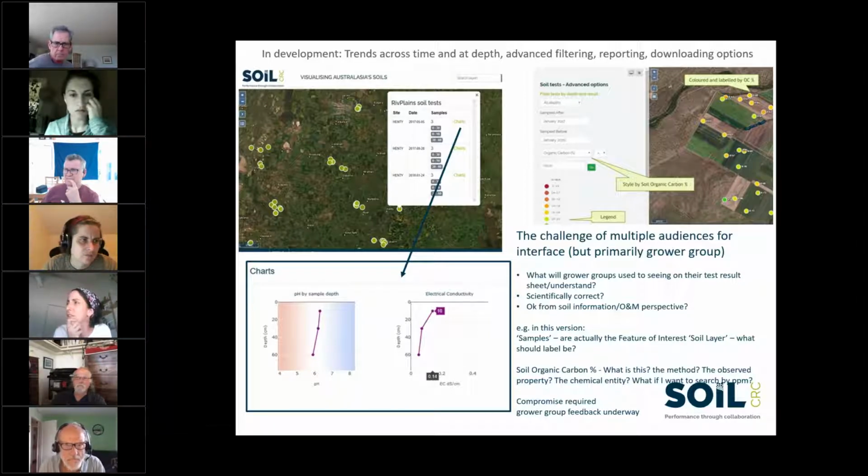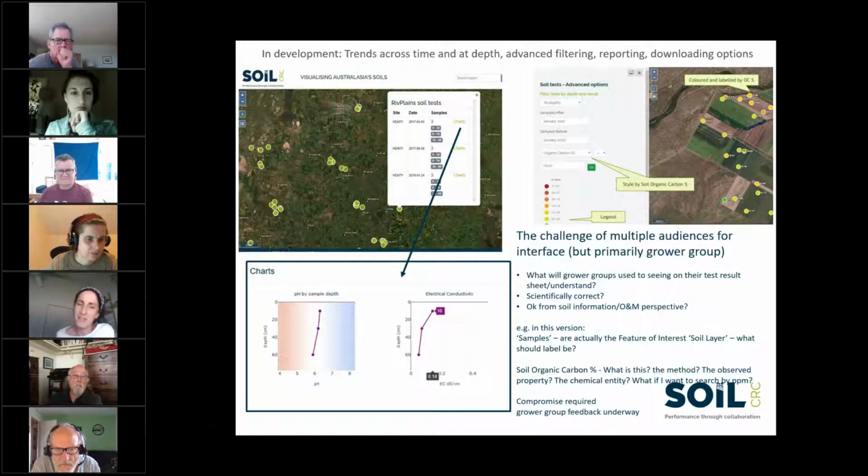Some challenges you could see here if you look too closely at the interface, we jostle about this. We have to balance the needs of what the grower groups want with what the scientists are happy to see, the scientists in the CRC, the scientists within our group, and also from the informatics and information point of view, are our labels correct here? So samples, for example, well, they're not the samples, they're the soil layers. So that's a feature of interest. Does the farmer know what that is? Do they want to see feature of interest as their label? Probably not. They probably want to see samples. So that's what we jostle about.